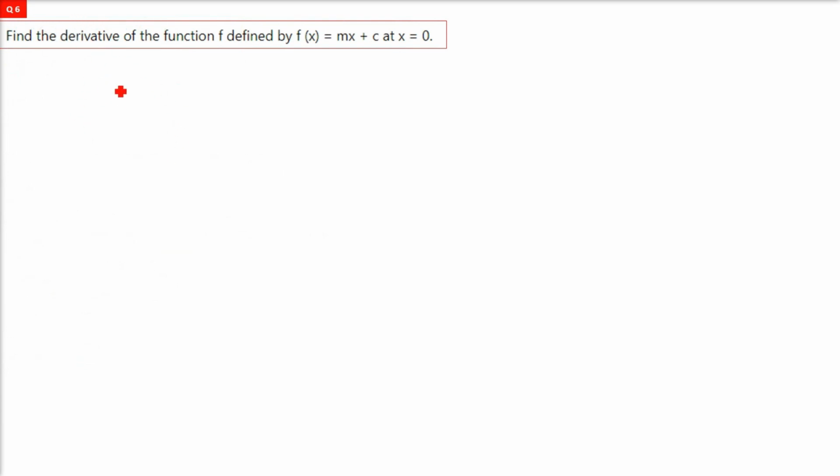Find the derivative of the function f defined by f(x) = mx + c at x = 0. Now what we do generally is, the question is put in front of us and we just try to solve it. But the thing is that this is a line, y = mx + c. You must observe and understand that this is a straight line and the derivative of this line will be m.